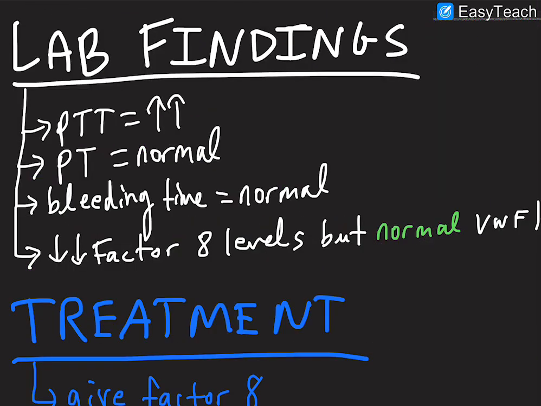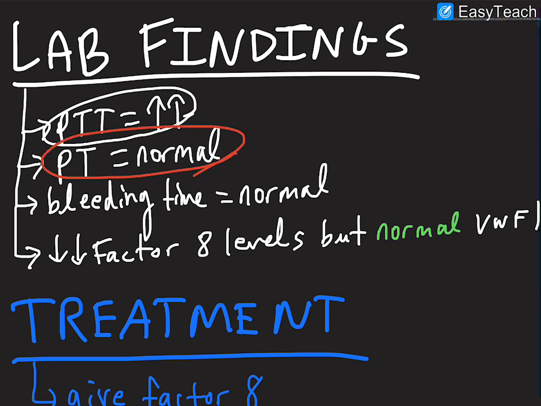Now, lab findings. Remember, the problem is factor VIII here. Factor VIII is part of your intrinsic pathway. We measured the intrinsic pathway via the PTT test. So we can expect the PTT to be elevated. Is anything wrong with factor 3 and 7? No, so the PT is normal. Is anything wrong with the platelets? No, so the platelet count and bleeding time is normal.